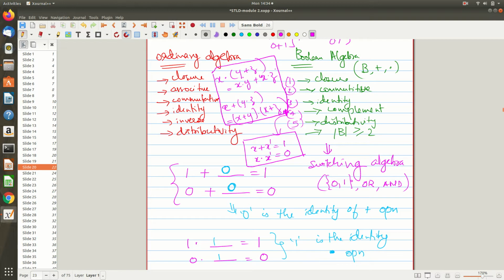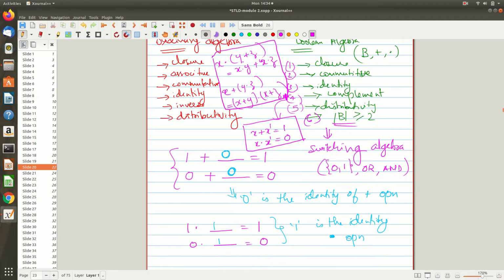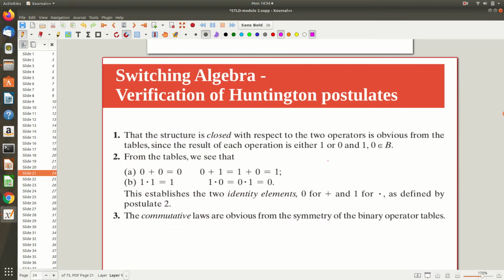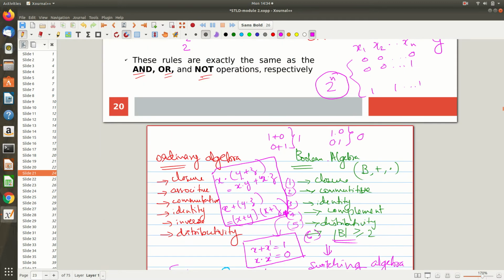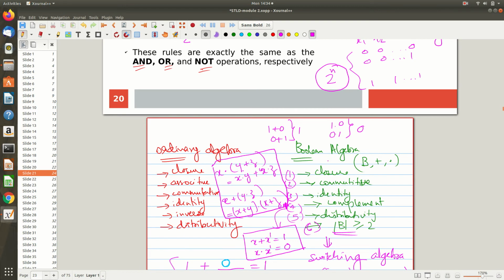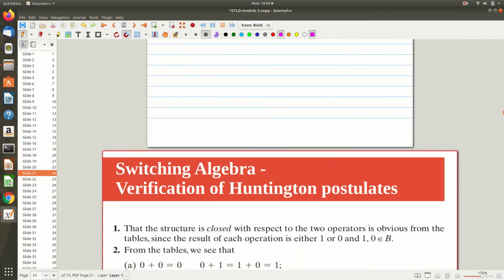And what about the last condition? The sixth criteria is that B should contain at least 2 elements. That is true. It is containing exactly 2. So at least 2 and exactly 2 are both the same now. That criteria is satisfied. This is what is explained in the subsequent slides. All the 6 postulates, we are trying to see whether the switching algebra, which we are saying is a special case of Boolean algebra, is satisfying all the requirements for Boolean algebra, and that is being verified in detail.